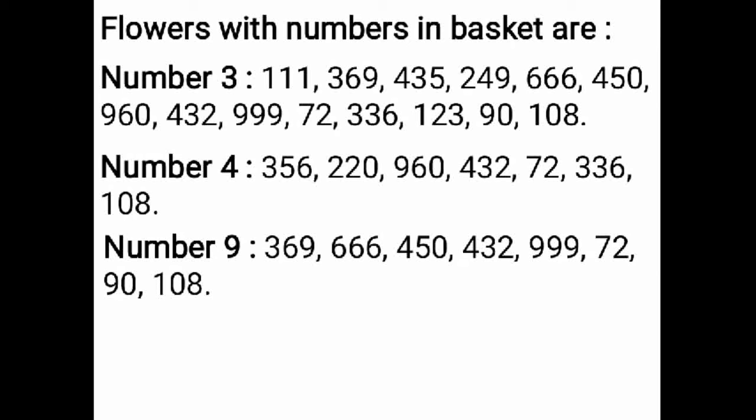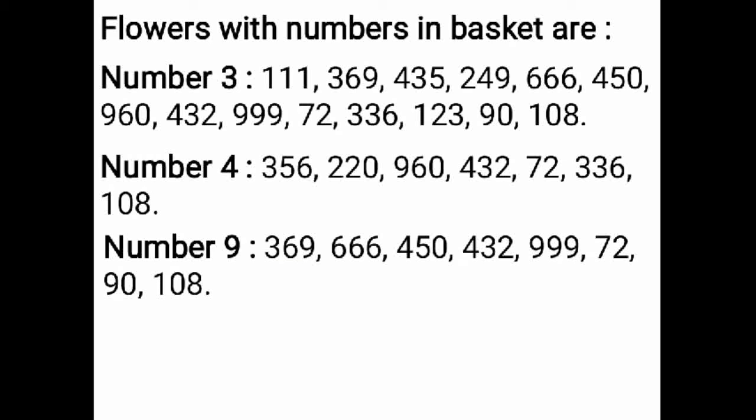In the test of divisibility of 9, you have to take the sum of the digits of the number, like the test of divisibility of 3. In number 369, the sum of the digits of the number 369 is 3 plus 6 plus 9 is equal to 18. Number 18 comes in the 9 table also. 18 is divisible by 9, so the number 369 is divisible by 9.